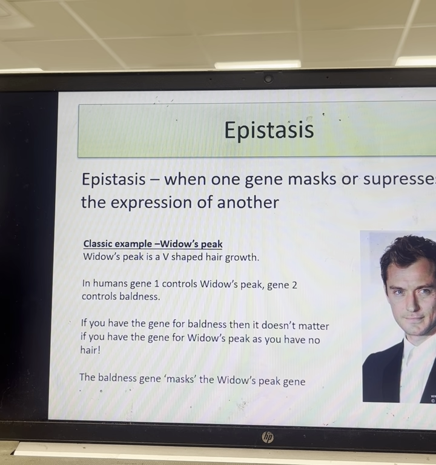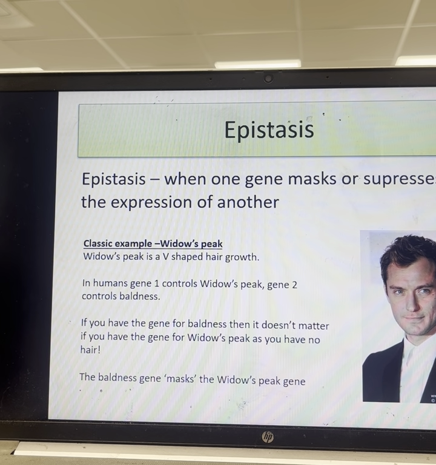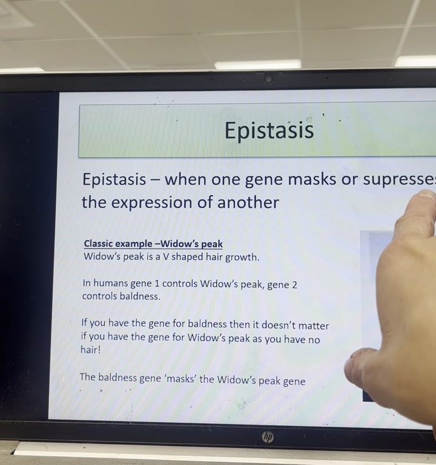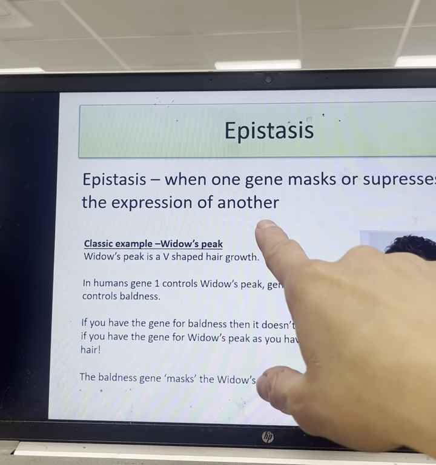Epistasis. So not the same as epigenetics, which I keep banging on to you about. I suppose epigenetics, epi is like above genetics, isn't it? It's changes to your DNA above or on top of the genetic material you've got. This is like above or controlling, like some genes being above others. So what you can see here, when one gene masks or suppresses the expression of another.